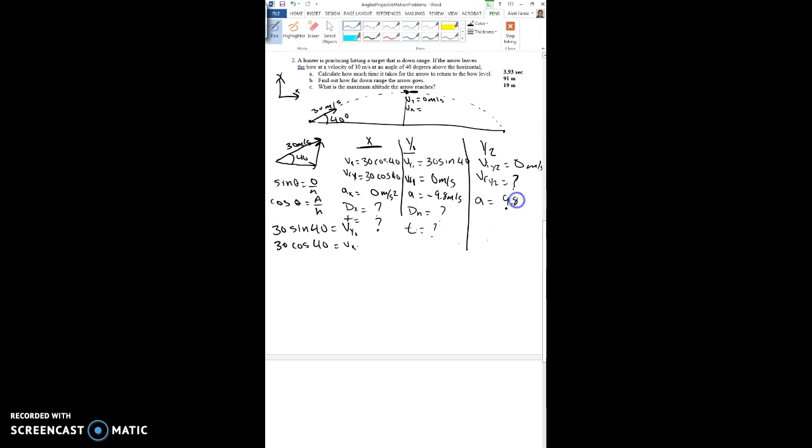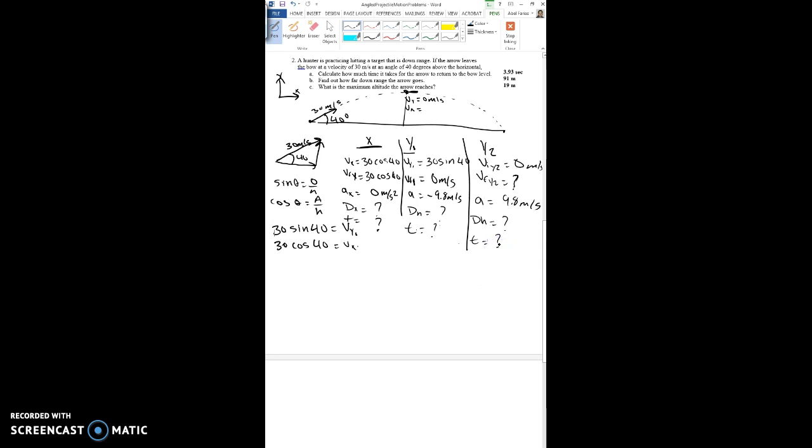Acceleration is 9.8. It's positive in this portion because the acceleration is pointing in the same direction. So acceleration is pointing down. You are also moving in the downward fashion. So in this case, acceleration would be positive. So distance, so the height we do not know, and time we do not know.